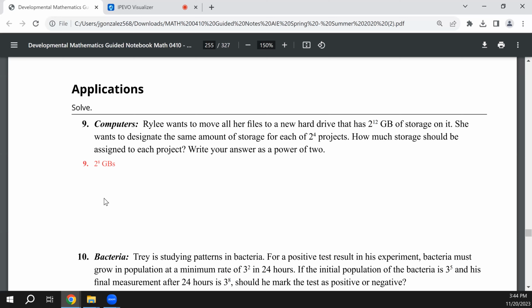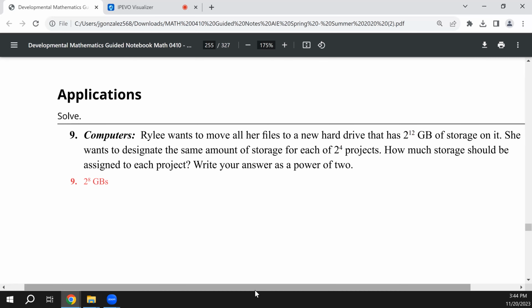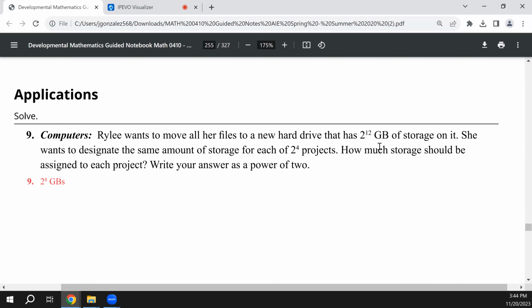See what they're asking in number 9. Saying you have a hard drive with 2 to the 12 gigabytes. Each project is 2 to the 4, so how many of those projects fit in there? Right. So we should be thinking, if it was just normal numbers, I should divide. So just divide. And once you begin the division, you'll do the power, the quotient. It's the same stuff. Right?